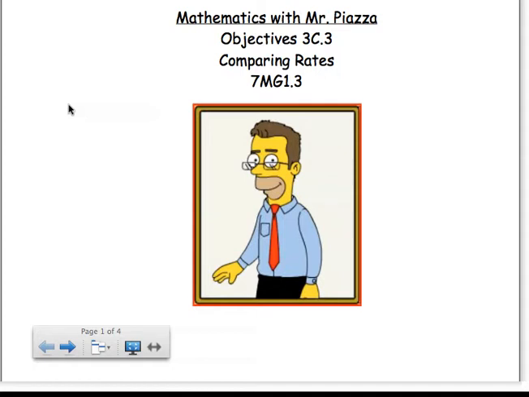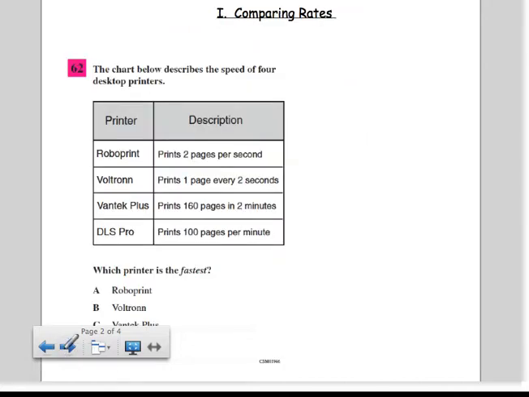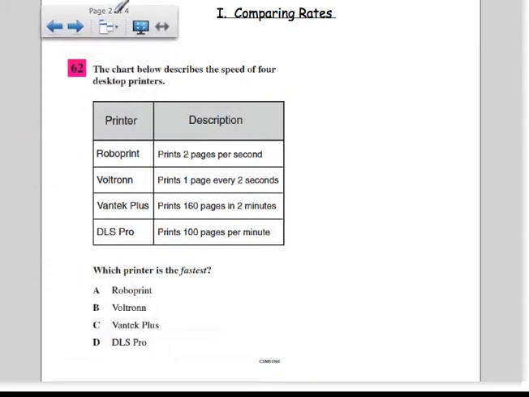Hey there, Kipsters. Mr. Piazza here, and we're looking at Objective 3C.3, which is about comparing rates. Another big part of this unit on measurement and geometry, because rates are usually comparing distances. We're going to actually complete this lesson by looking at CST released items involving these skills.